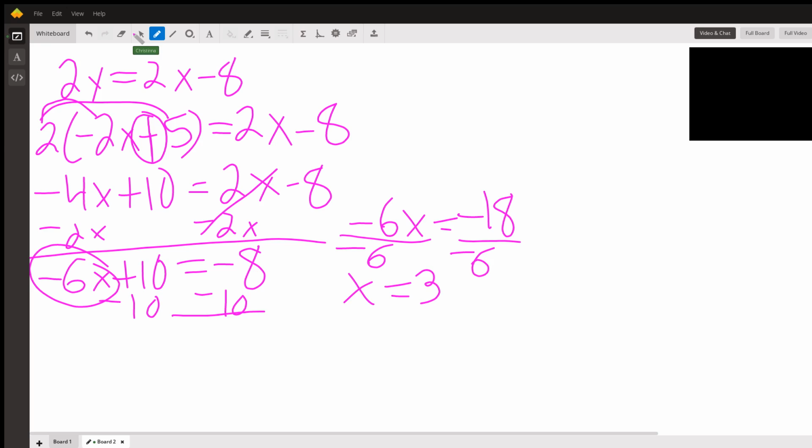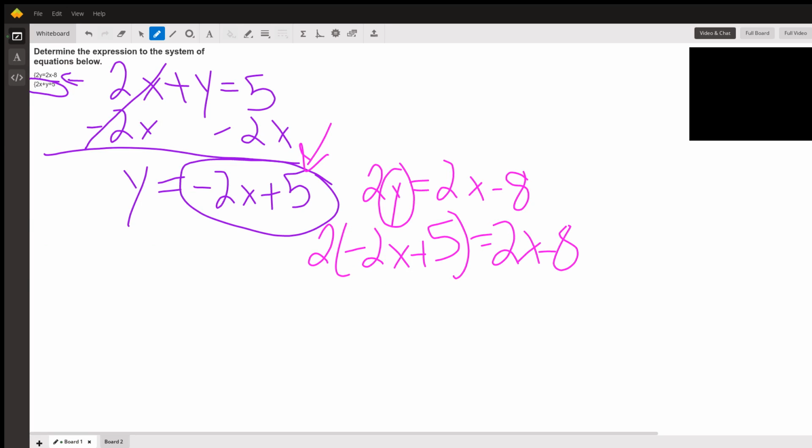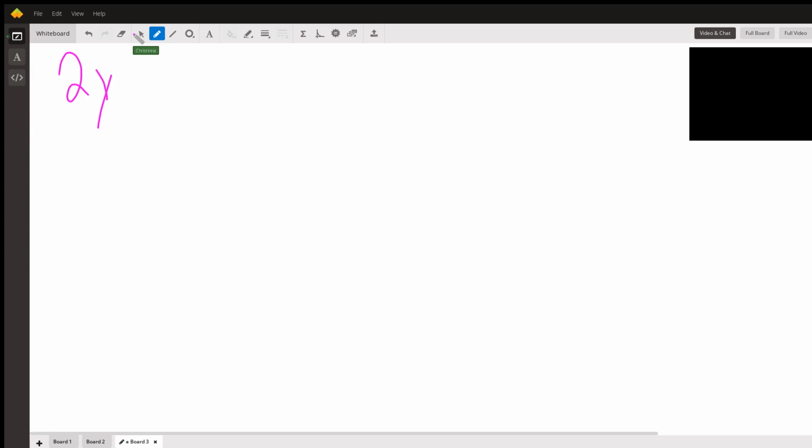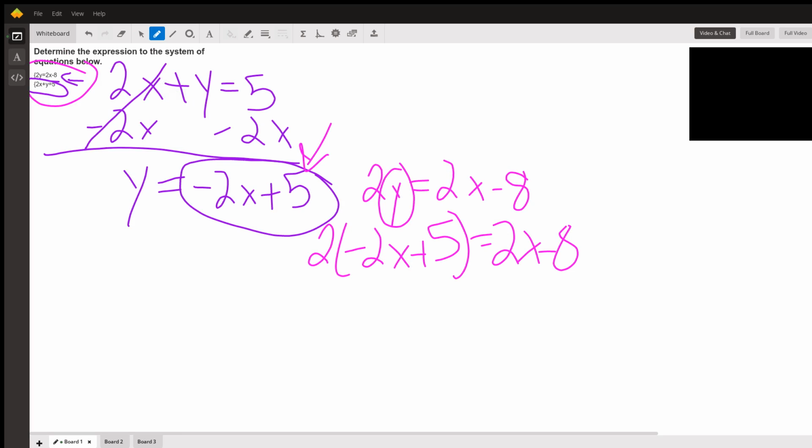Now I need to plug x equals 3 into either the first or second equation to find the y. So let's go back to board 1. We can plug x equals 3 into either equation. We can pick either one of these. So let's just do the first one. 2y equals 2x minus 8. So let's add another board. 2y equals 2x minus 8. Copied that correctly, and we know x is 3.